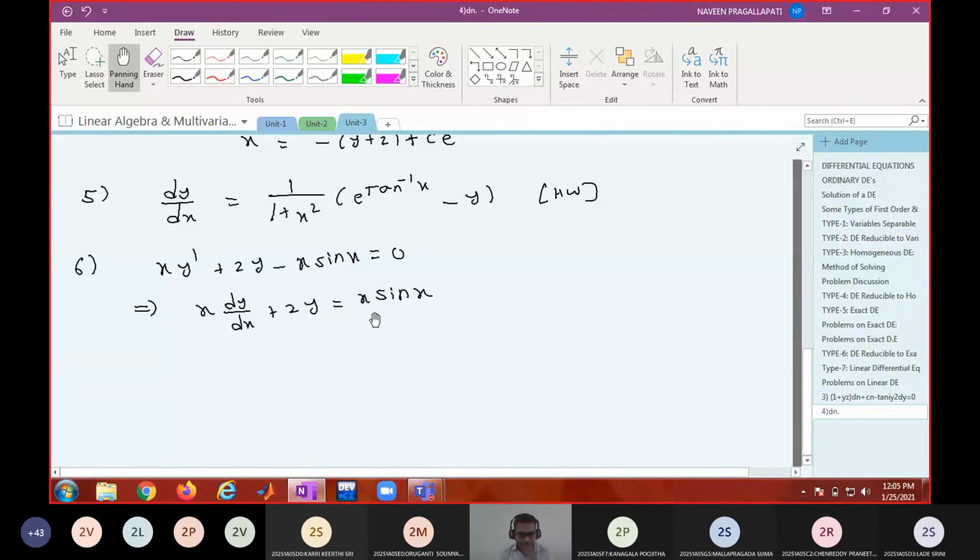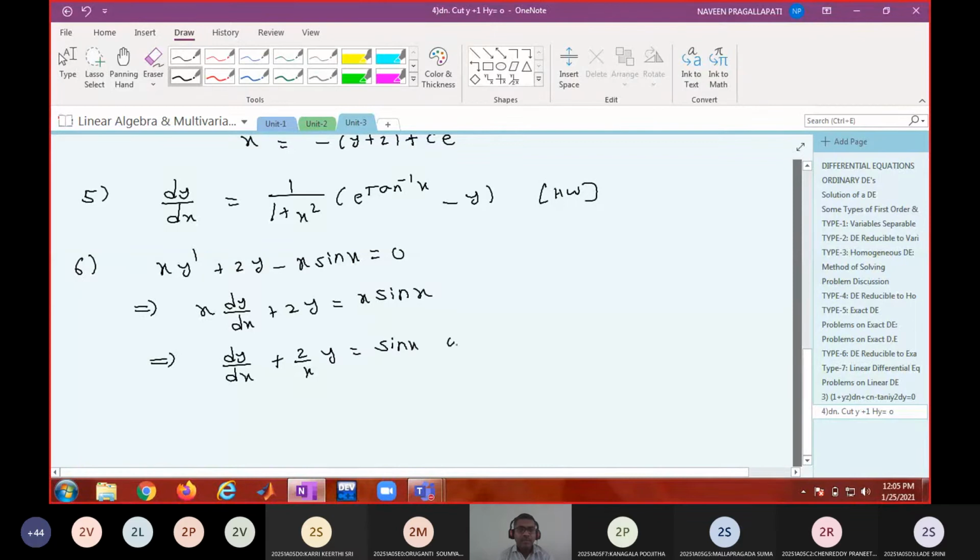Now, is it linear in y? First question, is it linear in y? Is this a linear differential equation or not? Yes. Is it in standard form? No. So what do I have to do first? Divide with x. First divide with x. Bring it to standard form. So dy by dx plus 2 by x into y equal to sin x.